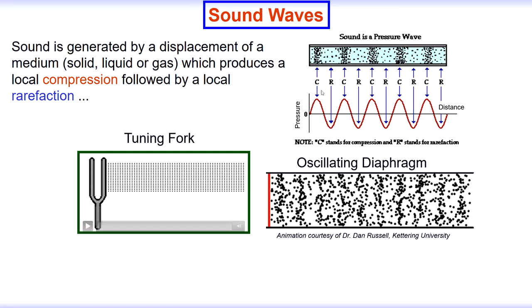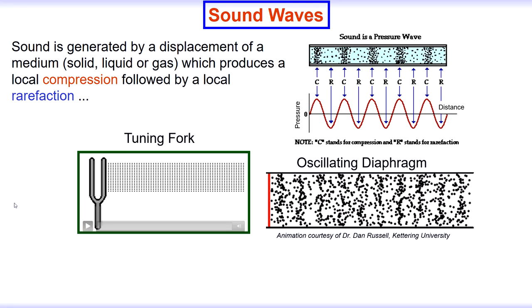In the regions where they're located close together, we get high pressures, and the regions where they're located further apart, we get low pressures. So that's our compression and our rarefaction. So the wave is made up of a series of these compressions followed by rarefaction, followed by compression, followed by rarefaction. And so it's this compression and rarefaction that is the sound wave propagating through the medium.